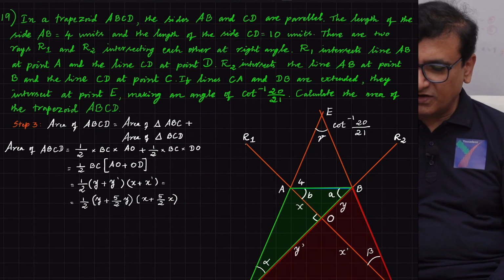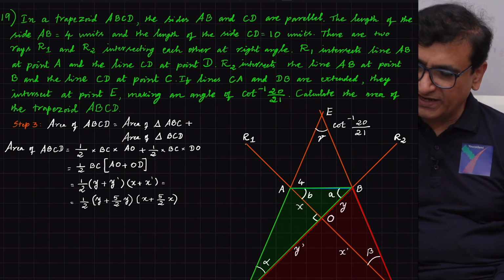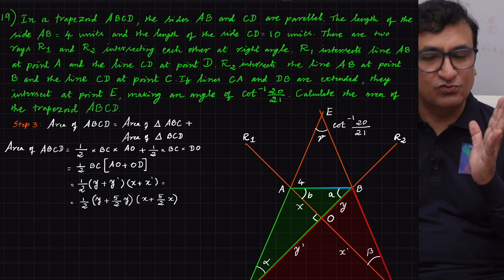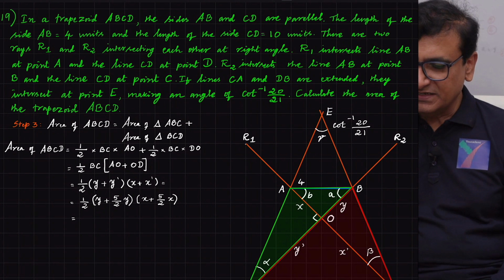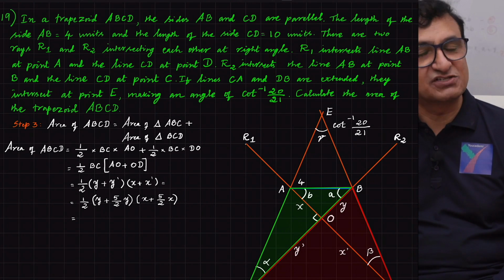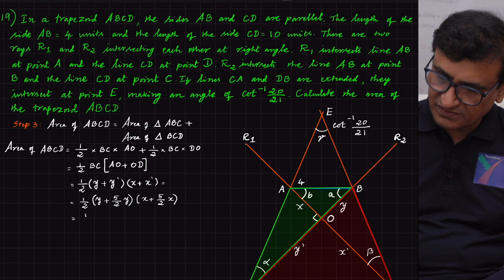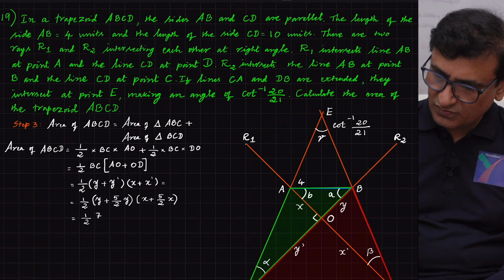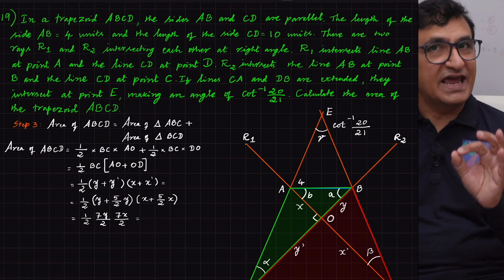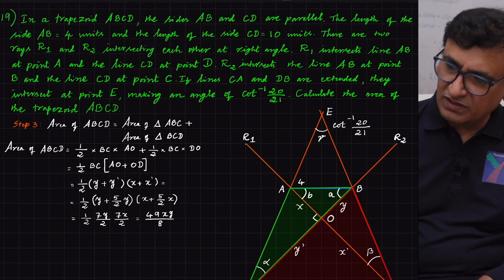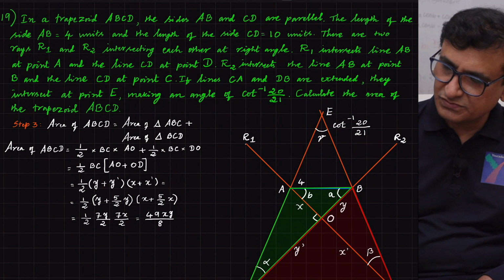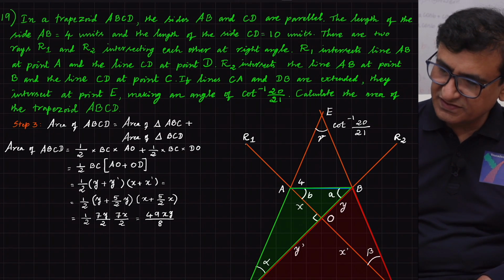Okay, so we have half y plus 5 by 2 y multiplied by x plus 5 by 2 x. Let's simplify this. Take 2 as common denominator. So you will have 7y by 2 and 7x by 2. So half, 7y by 2, 7x by 2. So that gives 49xy by 8. Let me call this equation number 4. So this is equation 4.